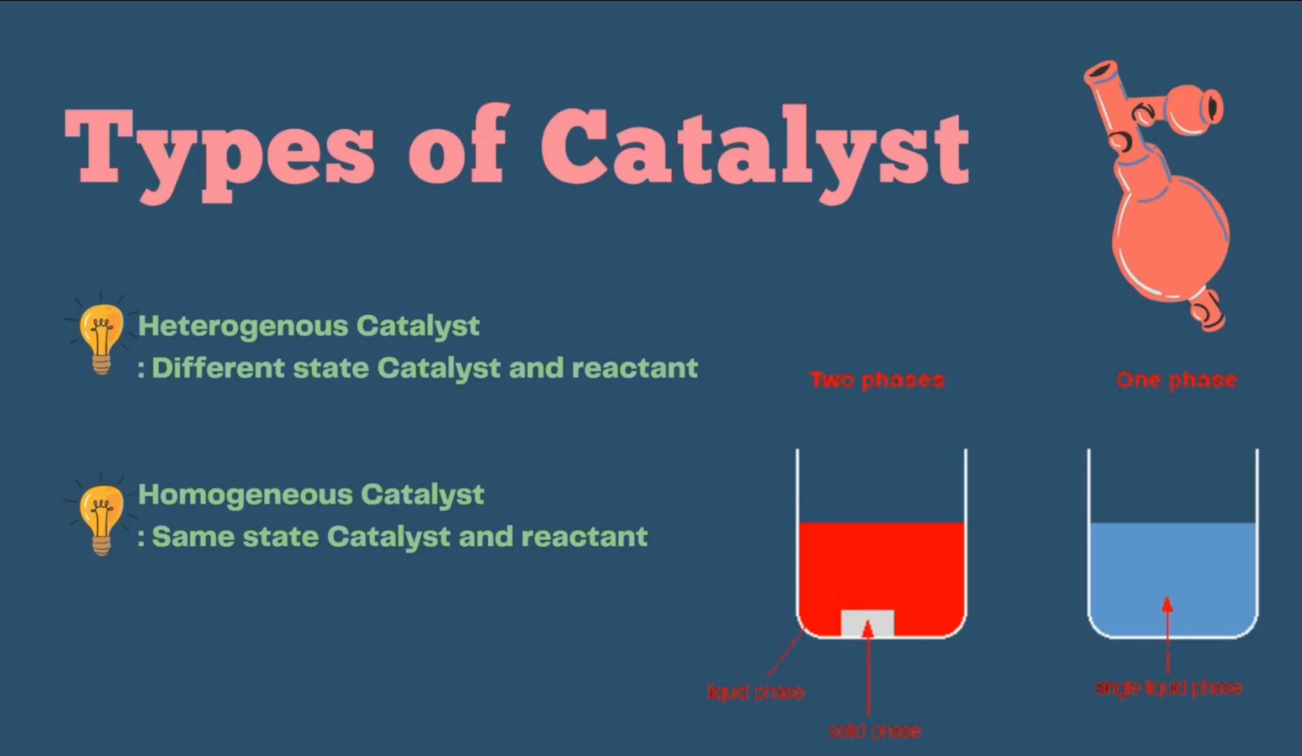Types of catalysts. There are two types of catalysts, heterogeneous catalysts and homogeneous catalysts. Heterogeneous catalysts are like that one friend who's always in the corner at the party, standing out because they are different. They are in a different phase than the reactant, like the red picture, where the catalyst is in a solid phase while the reactant is in a liquid phase.